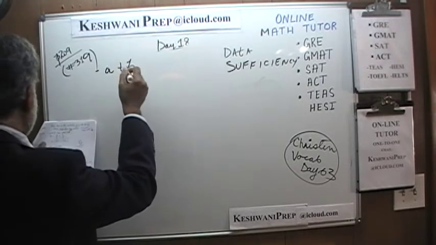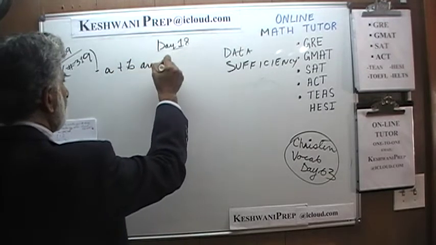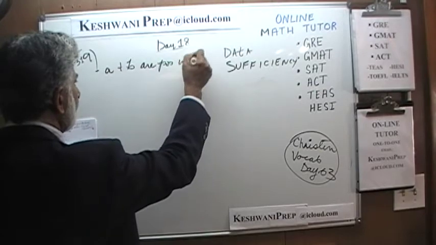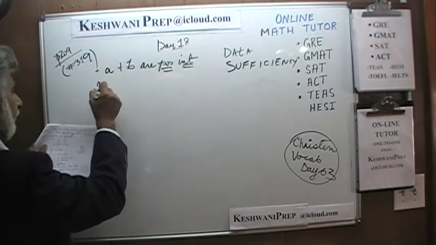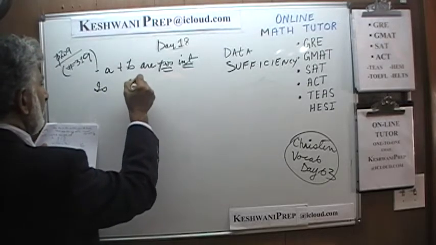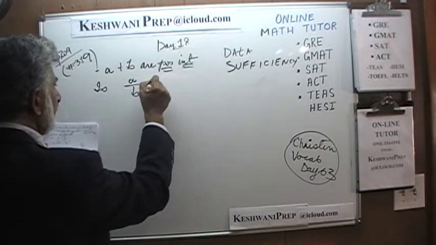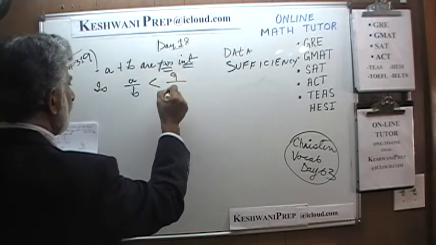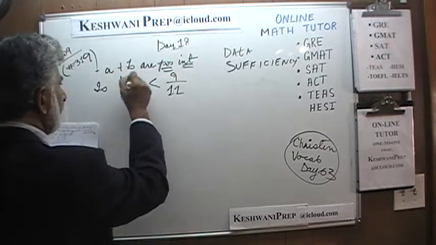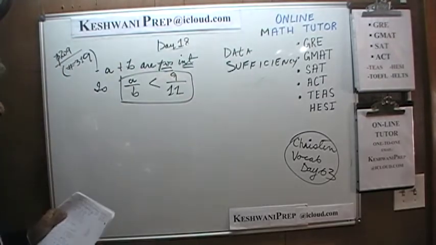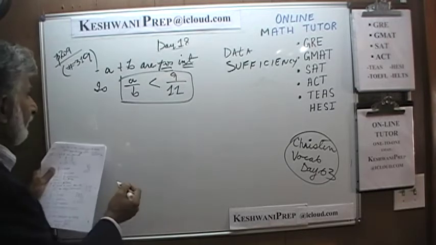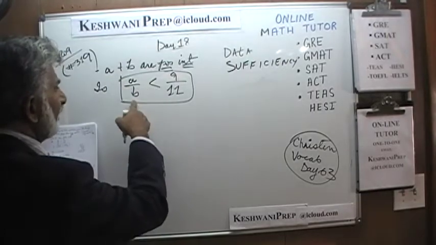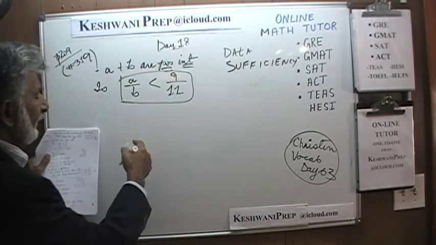A and B, we are told, are positive integers. So we know they are positive and we know they are whole numbers. The question here is, is A over B less than 9 over 11? That is what we have to establish. Let's cross multiply first, because we know B is positive. We can cross multiply without affecting the inequality sign.